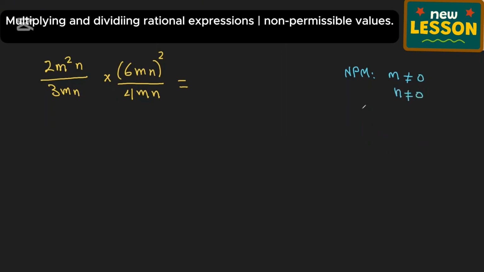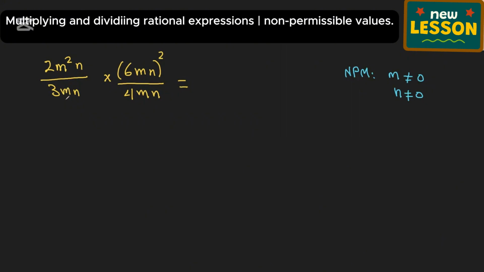So what's the non-permissible value? The non-permissible value is always the denominator, or the bottom of the fraction, that cannot equal 0, because we always remember that we cannot divide by 0. And the meaning of a fraction is top divided by bottom. That's what the fraction is. So we cannot have 0 on any of these bottoms right here.